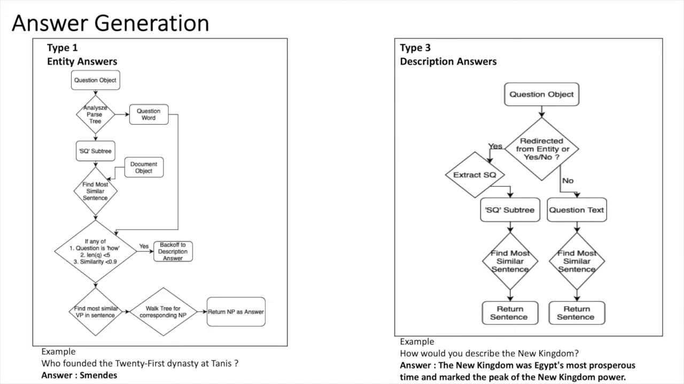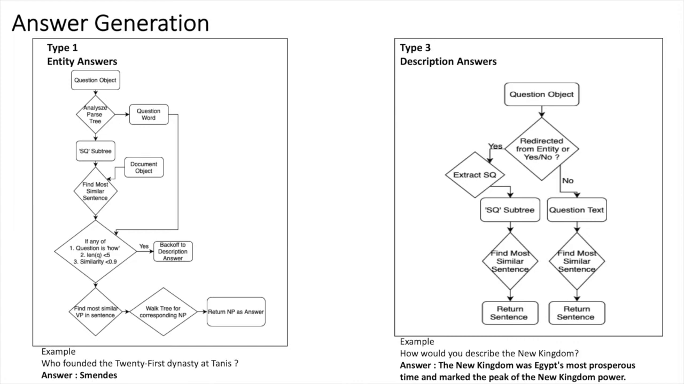The type 1 entity answers are slightly more complex. First, we pass the question through a parse tree analysis which separates the question word and the SQ subtree. The SQ subtree is then matched against the document to find the most similar sentence. After this, we pass through a series of tests to see if the question word is how, if the length of the question is less than 5, or if the most similar sentence has a similarity value of less than 0.9. In all of these cases, we back off to the description answer for a longer sentence answer.